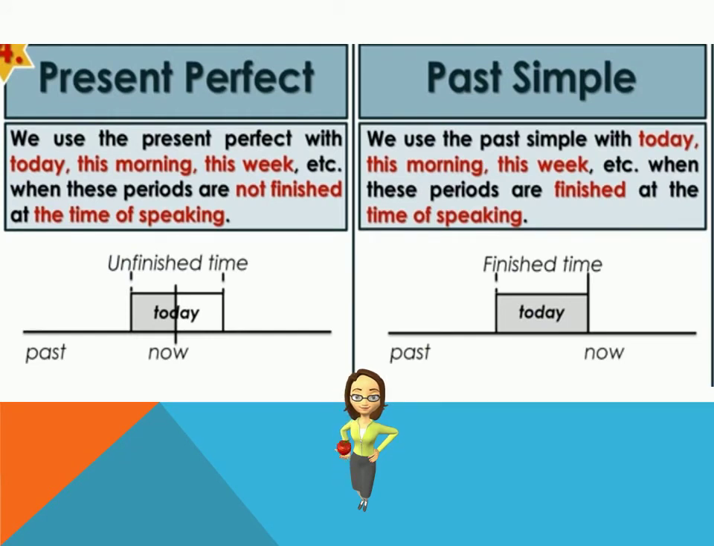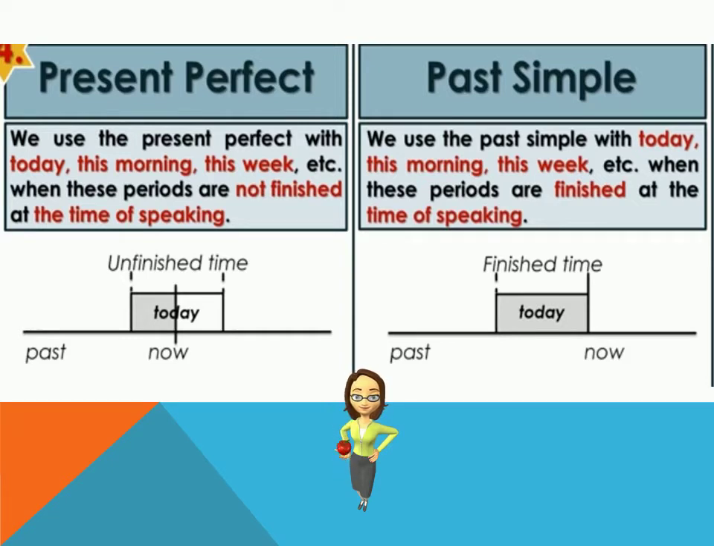Okay, now let's see the uses for these tenses. For the present perfect, we use it with the time expressions today, this morning, or this week, when these periods of time are not finished at the time of speaking. So that means that now this action is happening and it is an unfinished action, okay?